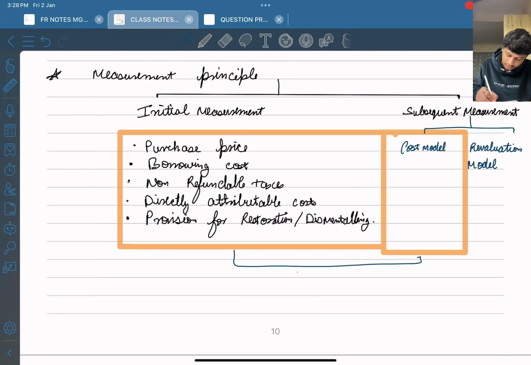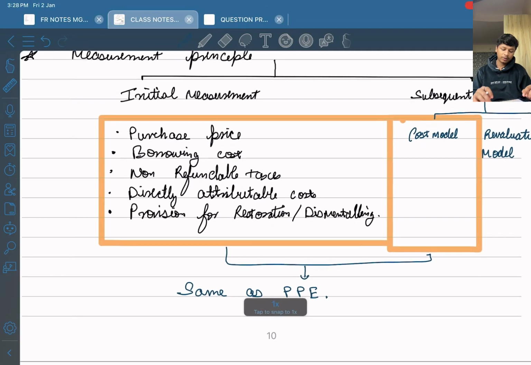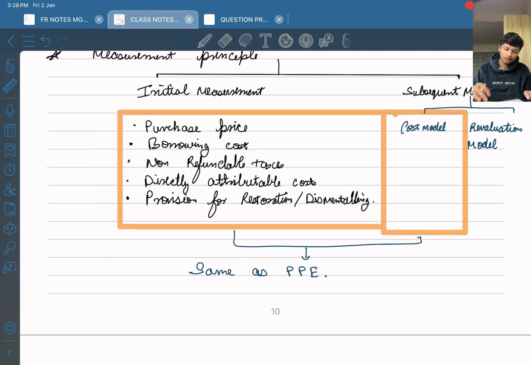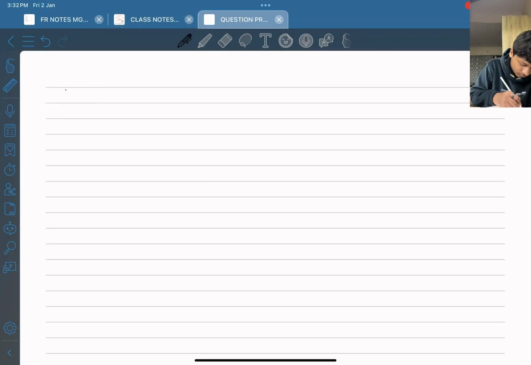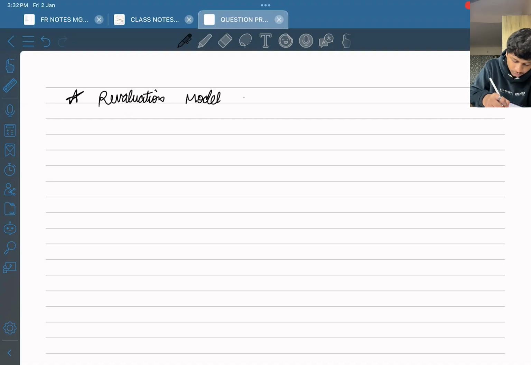Remember that these things which are in block are same as property, plant and equipment. If you want to know what in detail, you can go to the property, plant and equipment lecture. Now let's discuss the revaluation model of investment property.